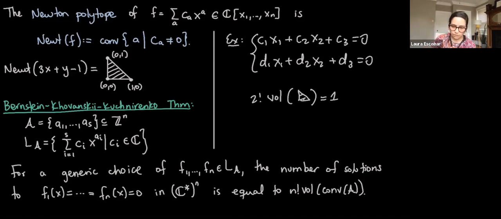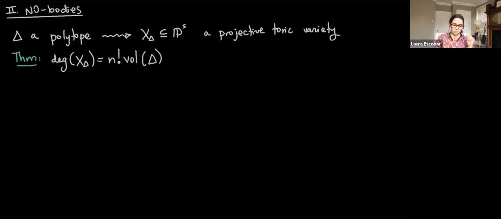But now let's maybe go and talk about Newton-Okounkov bodies. In case you are also aware, if you start with a polytope, there's a very nice classical way of constructing a variety, which is a toric variety associated to a polytope that gives you a projective toric variety.